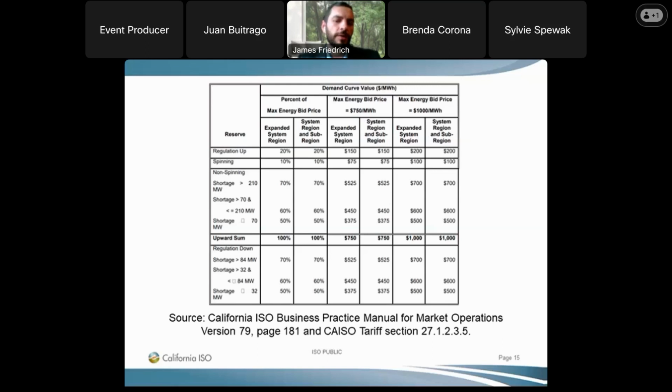And then finally, for regulation down, it's the same concept: the higher the regulation down shortage that occurs under various steps, the more the penalty price the market will pay to resolve that constraint for reg down.